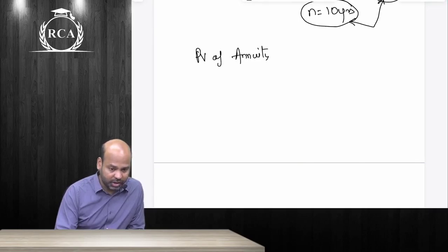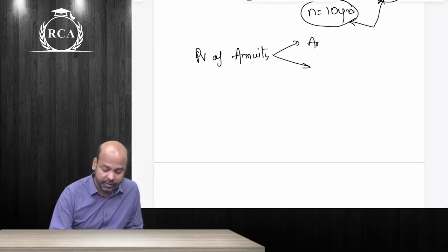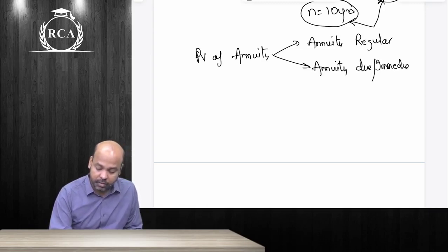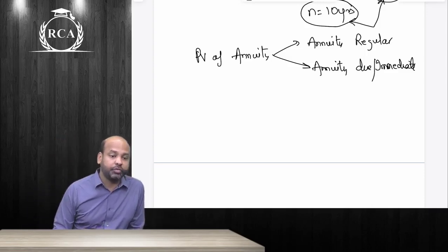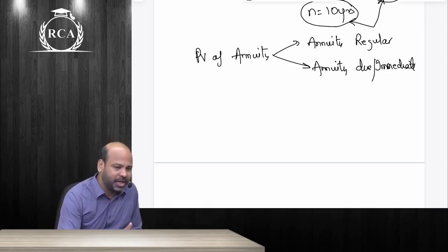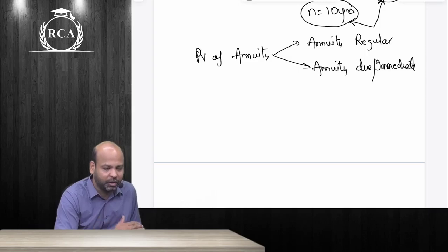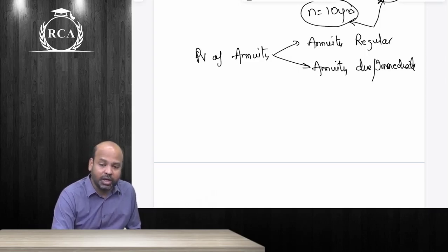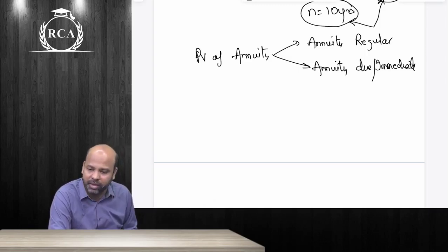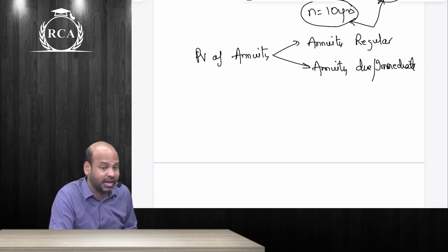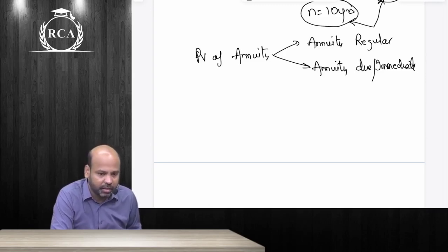For that, you should also know that there are two types of annuities. One is annuity regular, the other is annuity due or annuity immediate. Annuity regular is where the cash flows arise at the end of each period. Annuity due or immediate is where the cash flows arise at the beginning of each period. Again, we do not consider annuity due, it is not that relevant for our syllabus. What is more relevant is only annuity regular, where the cash flows arise at the end of each period.